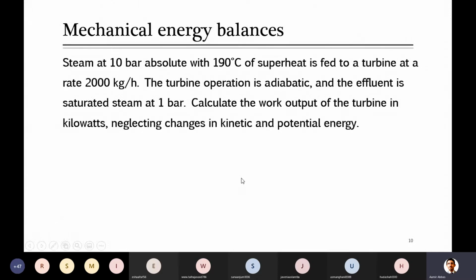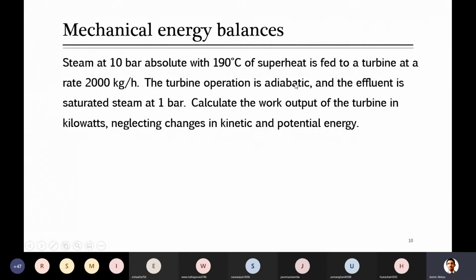You already talked about this when we discussed the problem. For example, here is a simple question. Steam at 10 bar absolute. What does this absolute mean? Guys, this means absolute pressure. This is 10 bar absolute pressure with 190 degrees C of superheat, and it is fed to the turbine. This is steam at these conditions, fed to the turbine at the given mass flow rate.